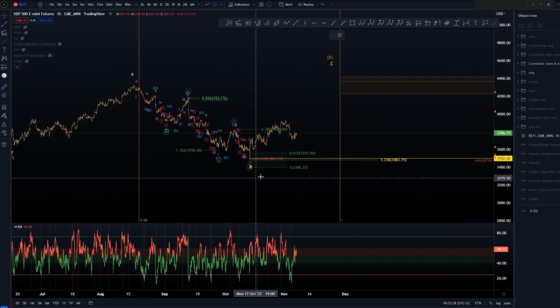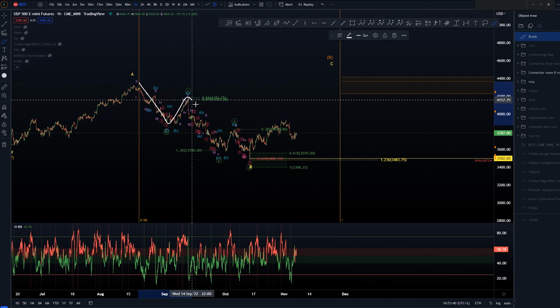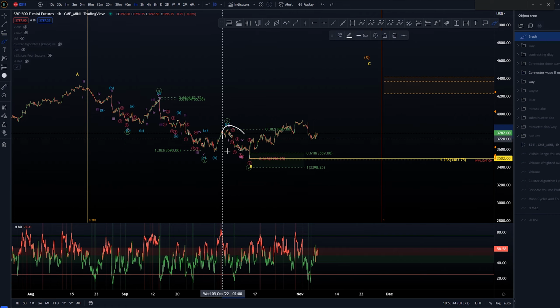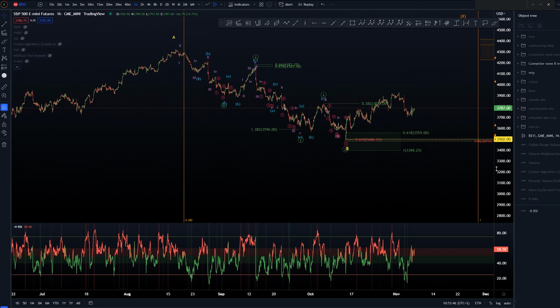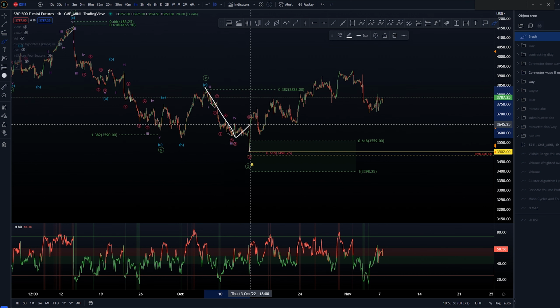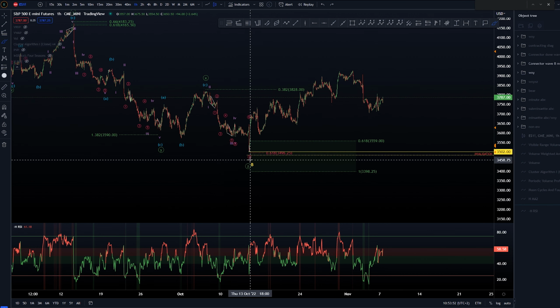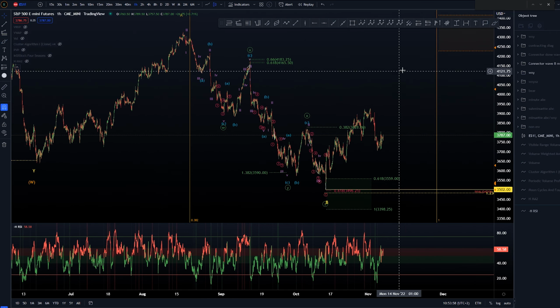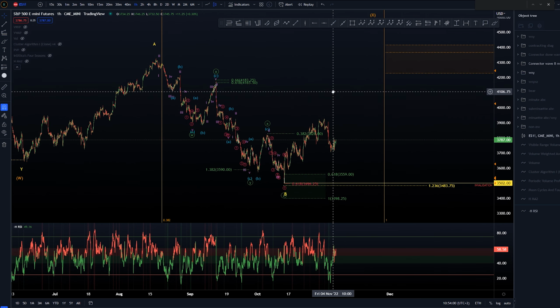So for this B wave, again, we would have this as a WXYXZ instead. We have the possibility of labeling this as a three-wave structure as well. The way we would be doing that is a 5, 3, 5. It is a bit odd looking, and it does not hit the 0.618. That's why I kind of prefer the other count over this one at the moment.